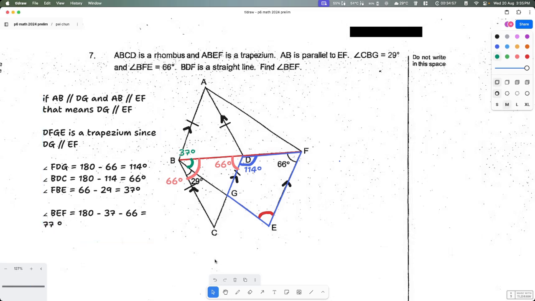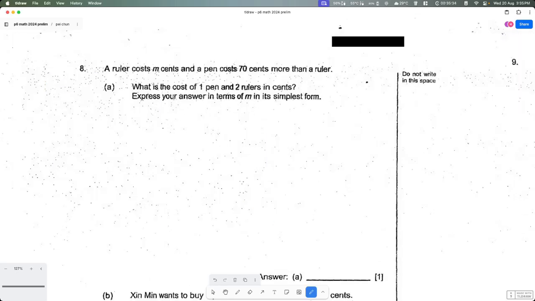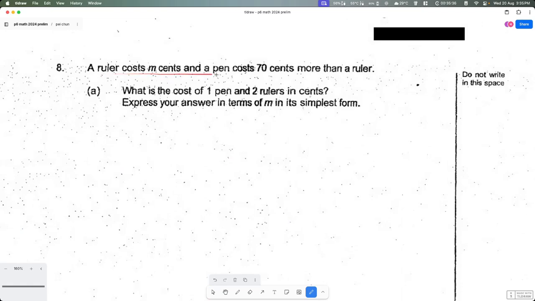There you go. So that's the answer, 77 degrees. Alrighty, let's move on to the next question. Question 8 says a ruler costs m cents and a pen costs 70 cents more than a ruler. What is the cost of one pen and two rulers in cents? Express your answer in terms of m in its simplest form.